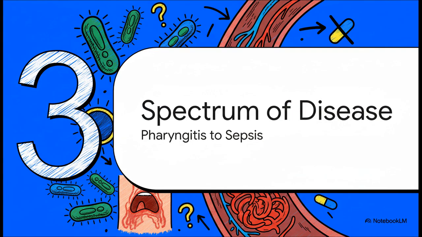Which brings us perfectly to section 3, the spectrum of disease. With an arsenal like that, what does it actually do to a patient? Let's trace its path from what looks like a simple sore throat all the way to systemic sepsis.